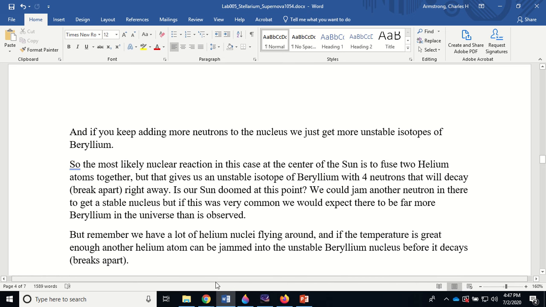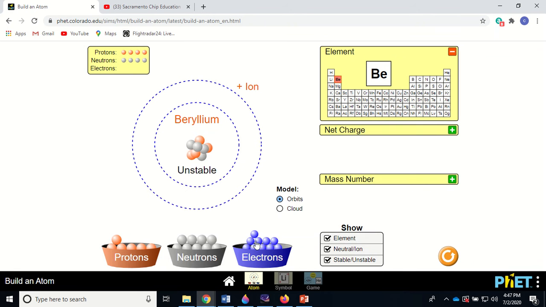Let's say that we get it hot enough to the point where we could smash another helium in there. So how do we smash another helium in there? We just add 2 protons and 2 neutrons. So I'm adding a proton, we got boron. Adding a proton, we got carbon, but it's unstable carbon. Adding a neutron. Now we got 6 neutrons, 6 protons. We got stable carbon, and carbon is very abundant. This would be called carbon 12.